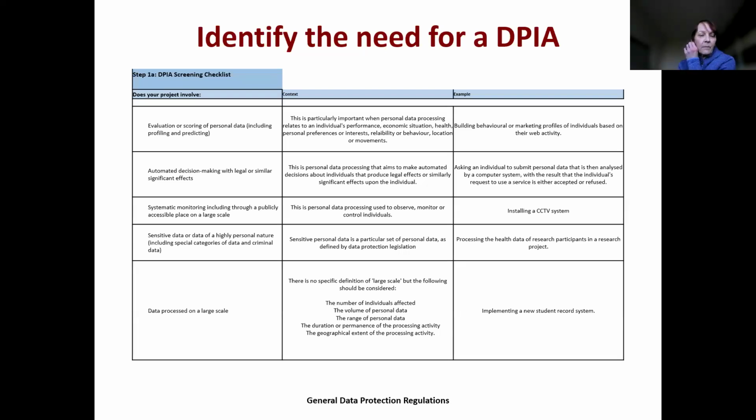So it might just give a better view of the criteria themselves. Evaluation or scoring of personal data, including profiling and predicting. The context of this is particularly important when personal data processing relates to an individual's performance, economic situation, health, personal preferences or interests, reliability or behavior, location or movements. An example is building behavioral or marketing profiles of individuals based on their web activity.